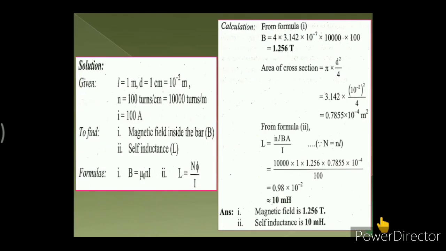And finally we can write our final answer as the magnetic field inside the bar B when the current I circulating through the turns is 100 ampere will be 1.256 Tesla, and the self inductance L of the coil is 10 millihenry.